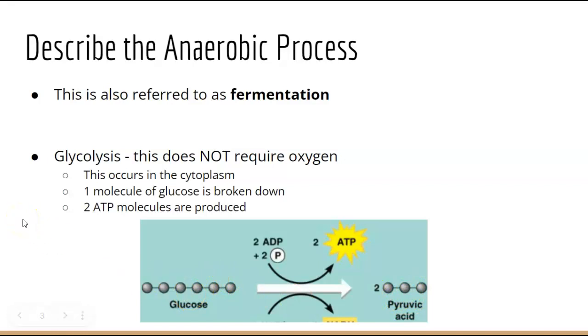You don't need to know the pyruvic acid part, but you do need to know that glucose gets broken down. If you end up back in my class for IB biology, you will need to know all of this nitty-gritty stuff. But for right now, all I care that you know is that glucose is broken down in glycolysis, and that this process does not require oxygen. This actually happens in the cytoplasm, so we're not even in the mitochondria, right? This is just happening in the cytoplasm of a cell, and 2 ATP molecules are produced.